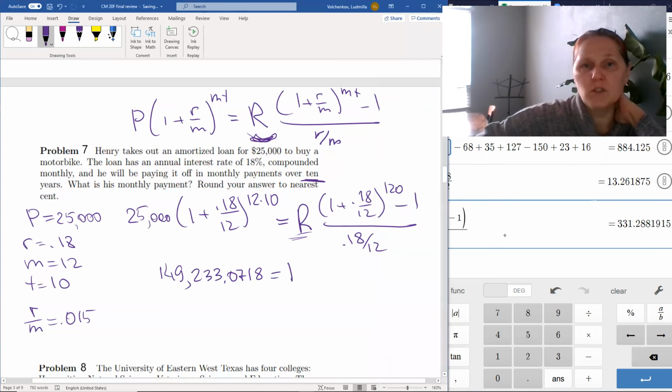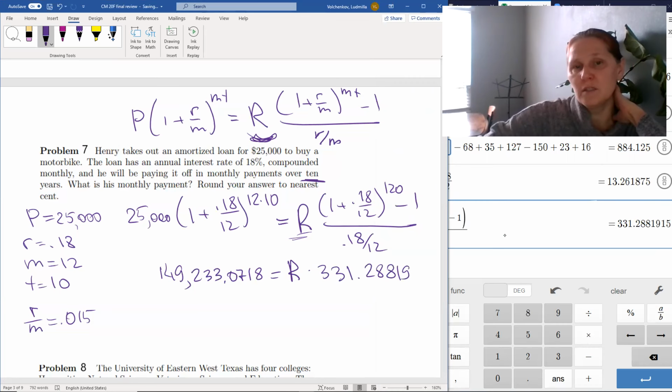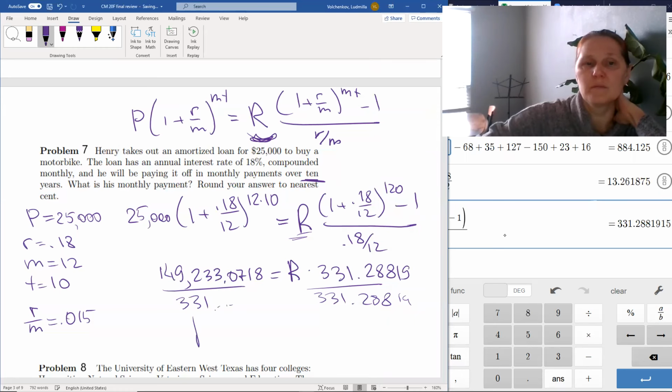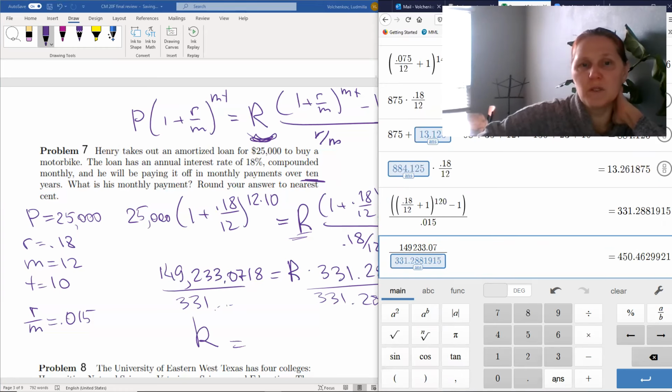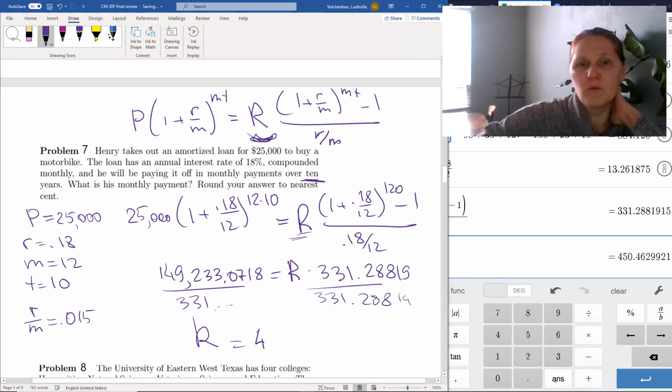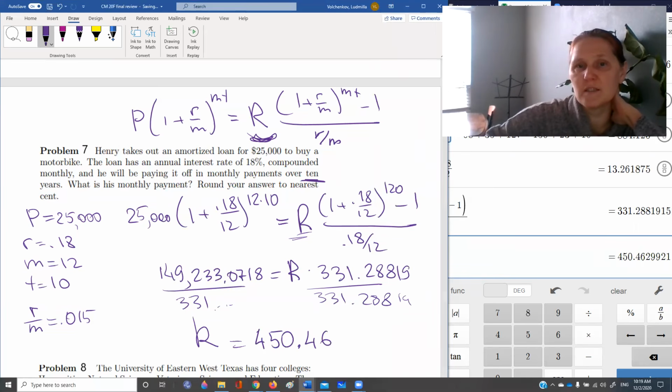So we got an equation. This equals R times 331.28819. So to find R, we must divide by 331 on both sides. So the regular payment will be approximately $450.46.